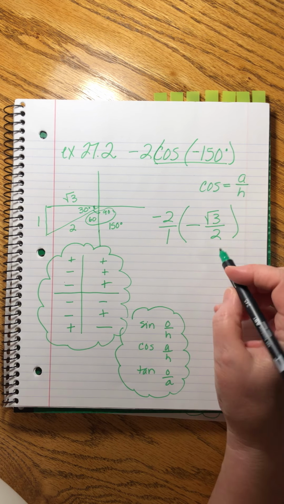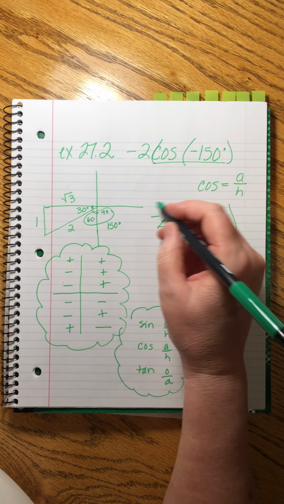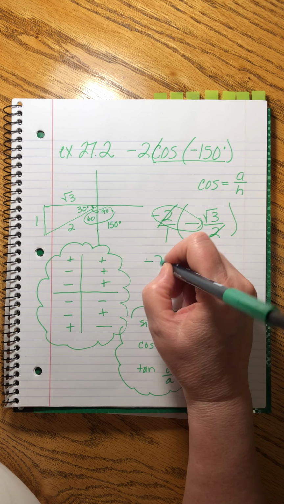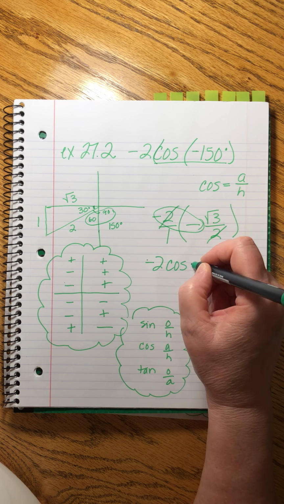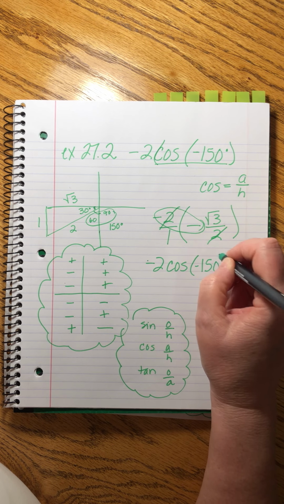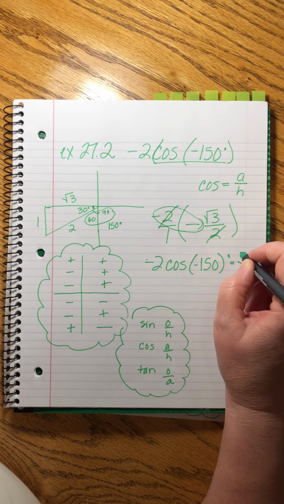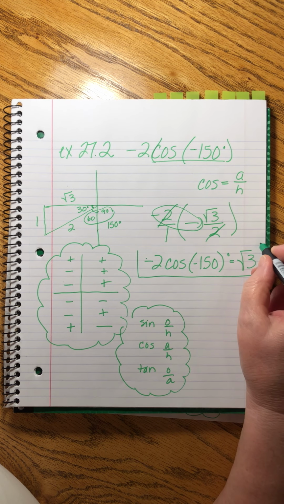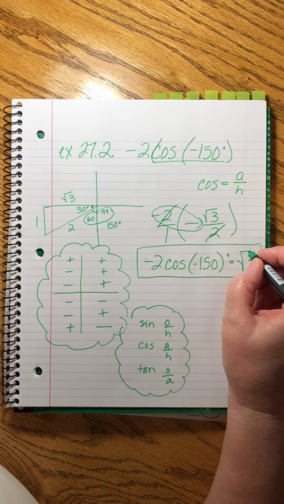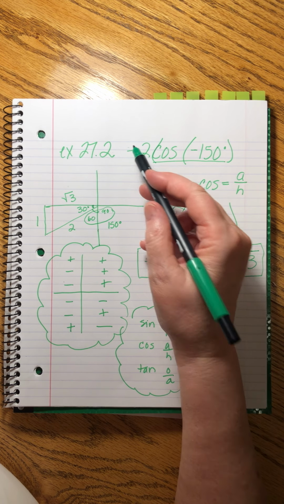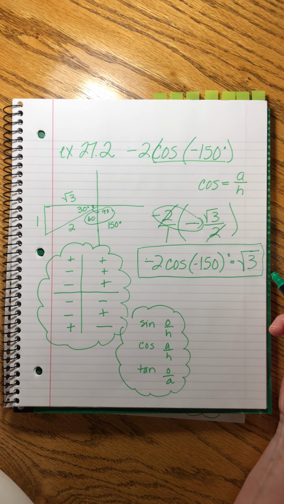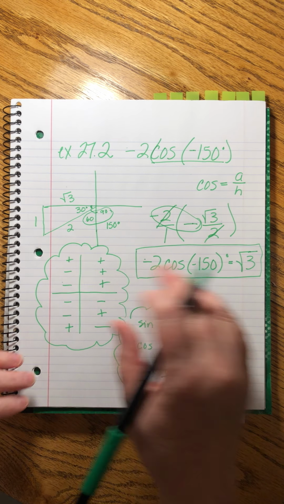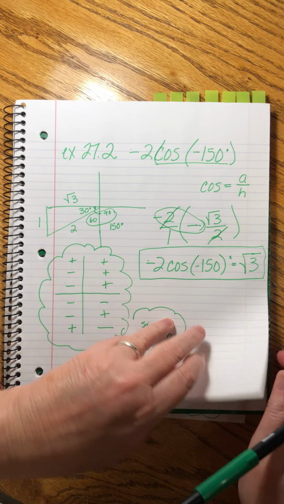It's negative. And so these cancel, and our final answer, minus 2 times the cosine of minus 150 degrees equals square root of 3. And that's a positive value. Yay. It's positive because this was minus, but that's minus, so it turned into a positive. All right, so that's how we can shortcut these problems just a little bit by using the chart.